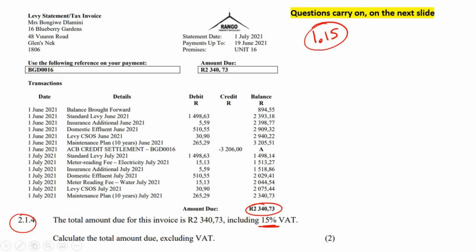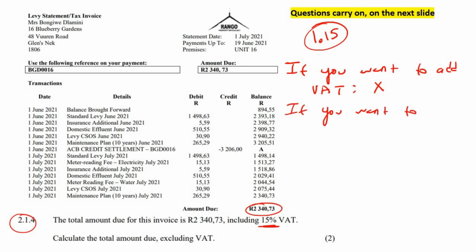Some teachers use some really fancy formulas that are just way too complicated. So this is the special number, 1.15. Here are the notes that I always tell you to write down. If you want to add VAT, then you multiply. If you want to remove the VAT, then you divide.